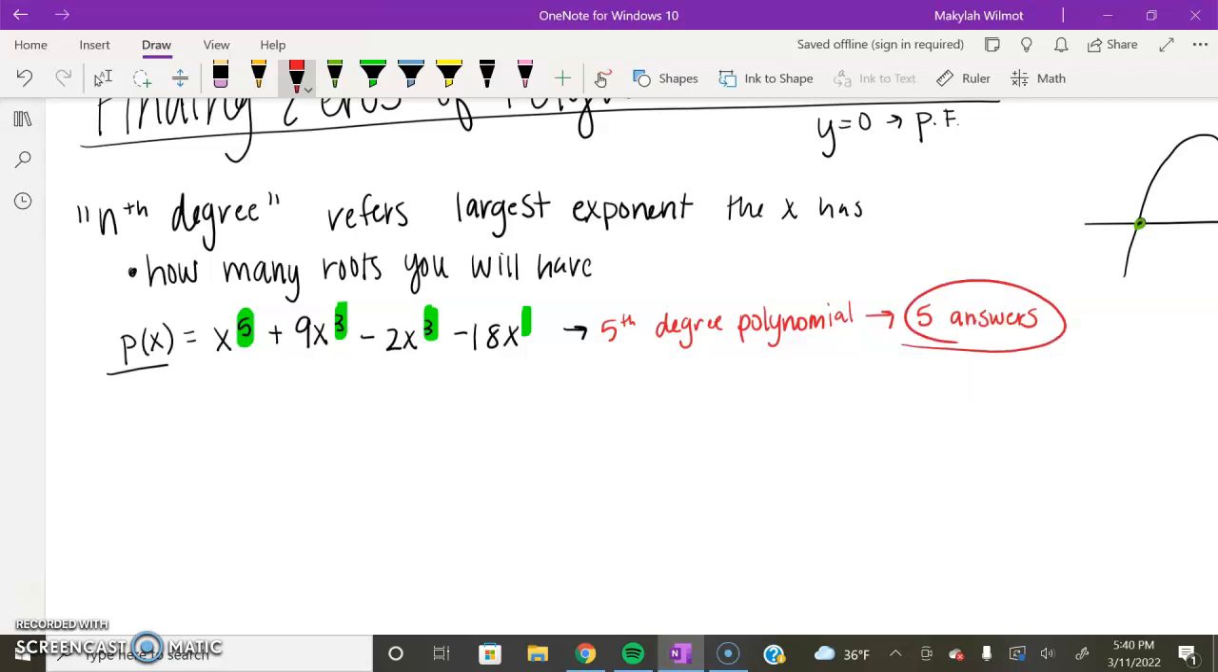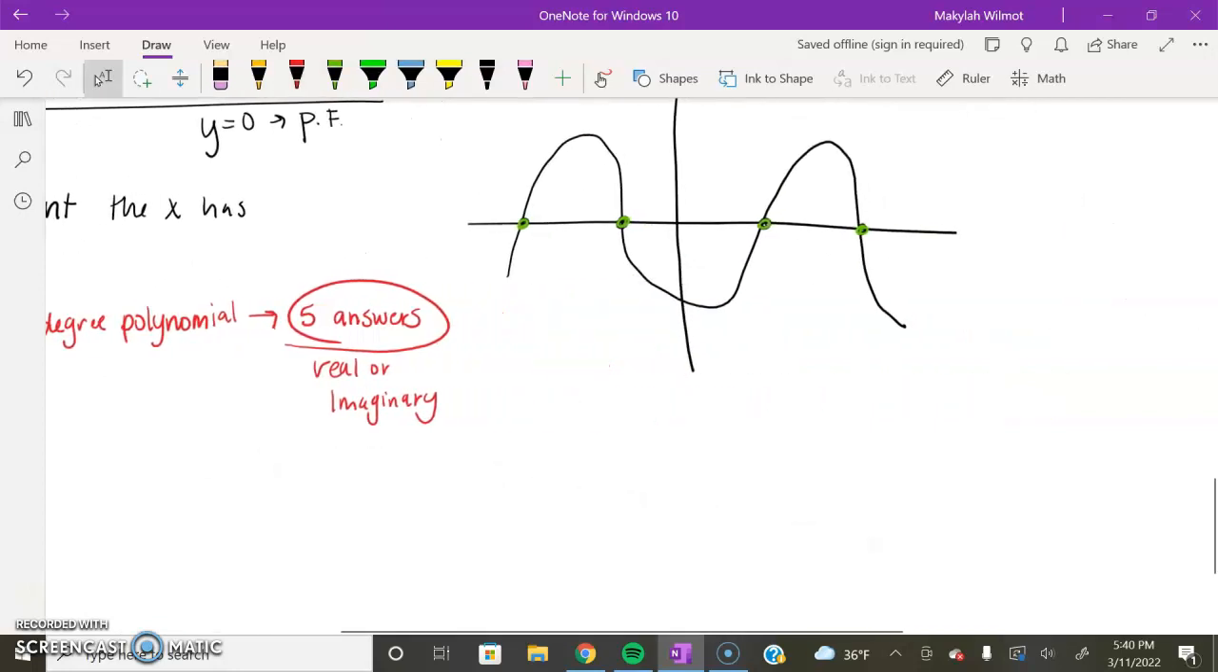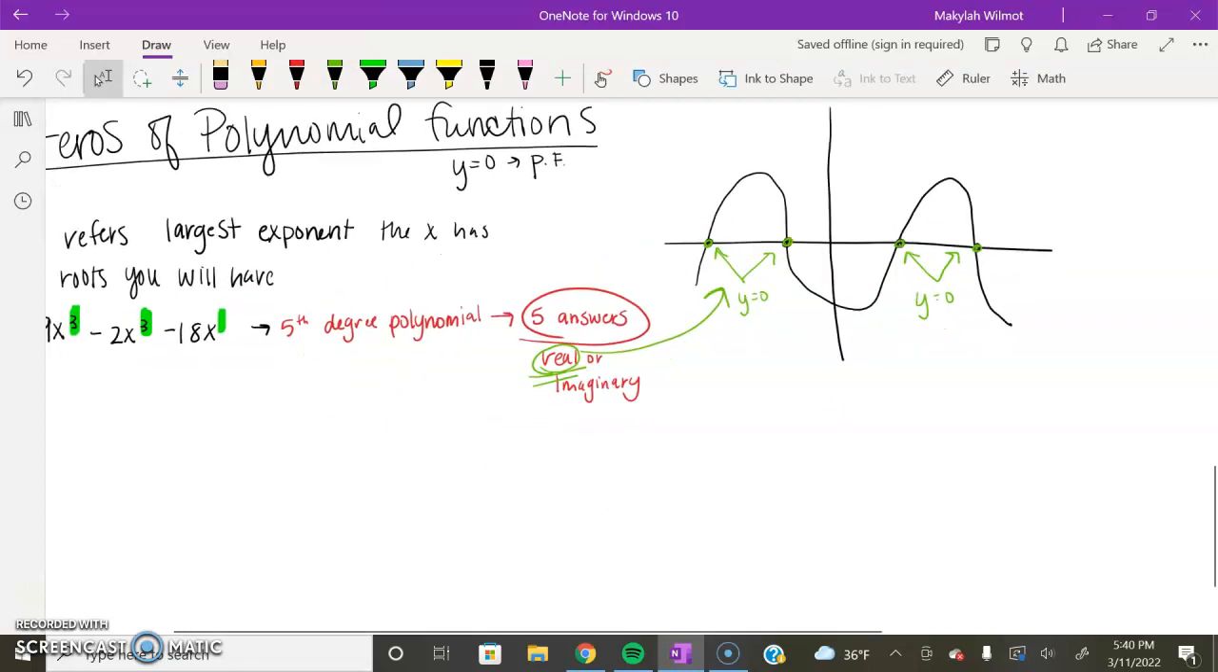Okay, that can be real or imaginary. Okay, so real is going to be what's shown on this graph. So like those y equals 0, those y equals 0. So they are real roots. And that's just an example.